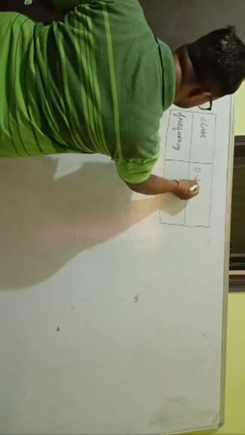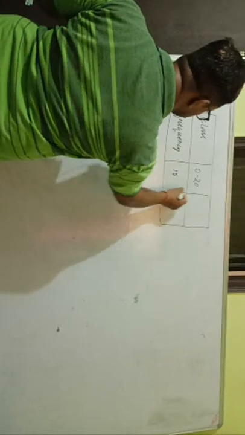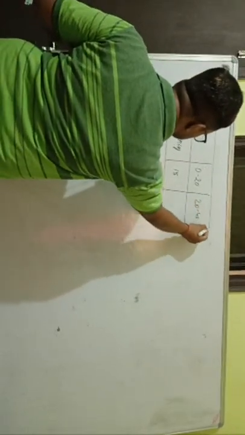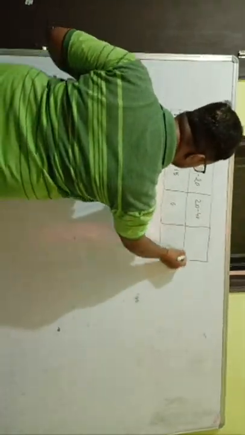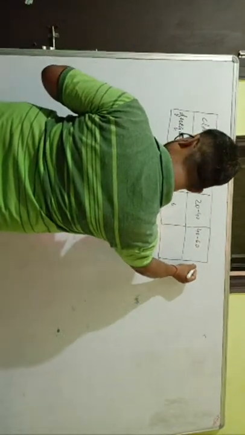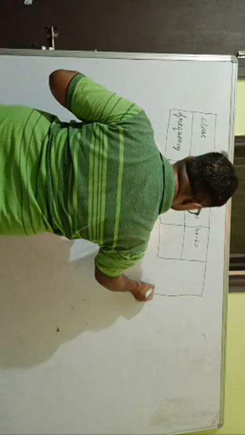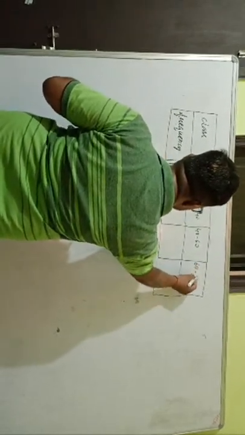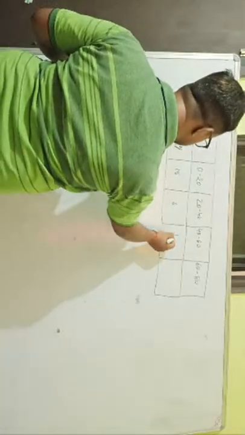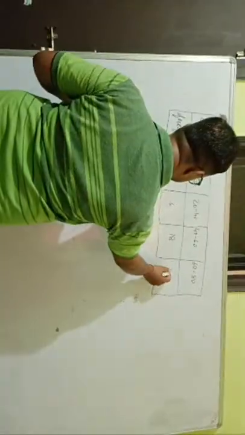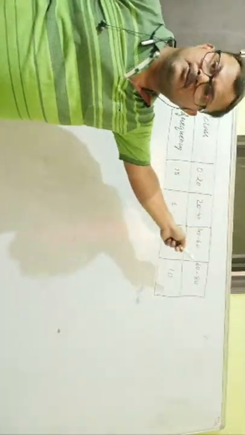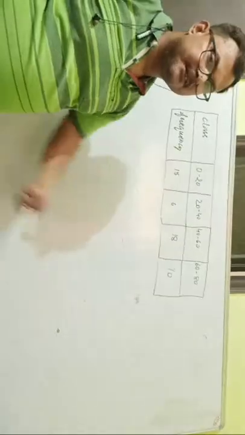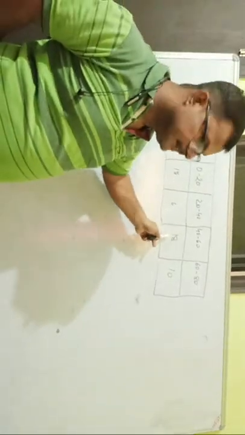0 to 20, 20 to 40, 40 to 60, then 60 to 80. The frequencies are 4, 6, 18 and 10. You observe, this is class, meaning class interval: 0 to 20, 20 to 40, 40 to 60, 60 to 80. Now these are the frequencies for the 4 class intervals. You observe this is the highest frequency.